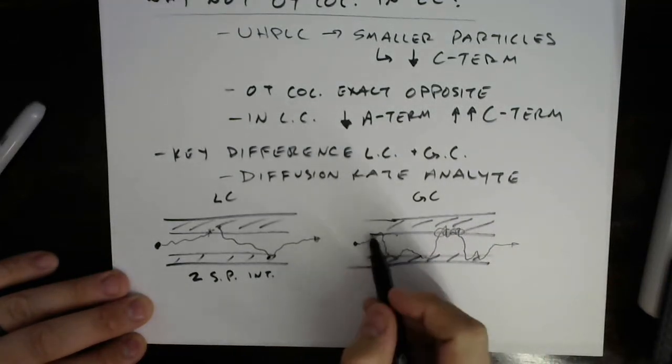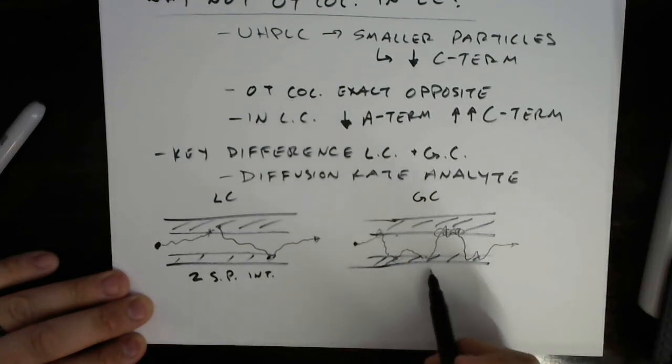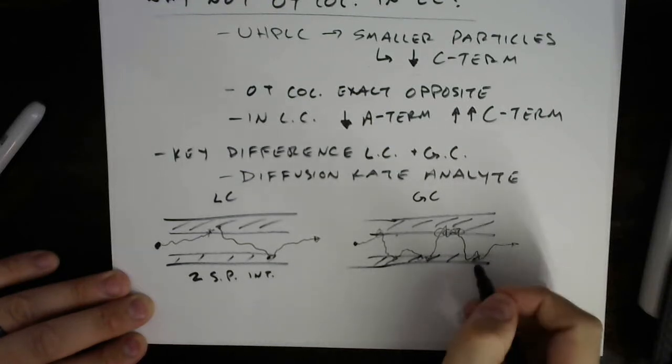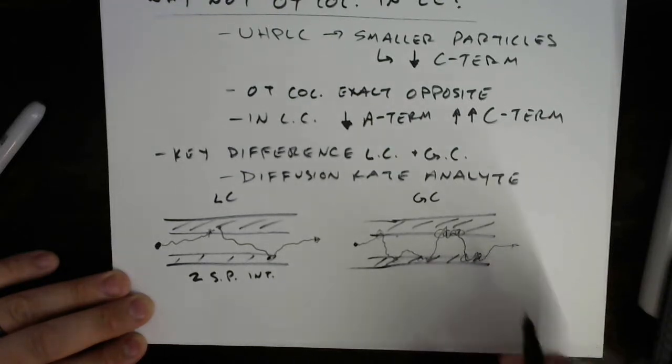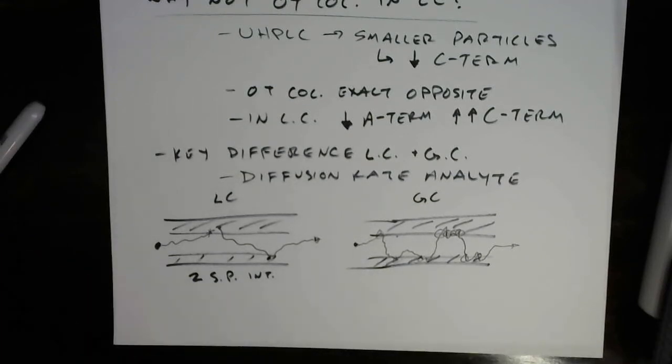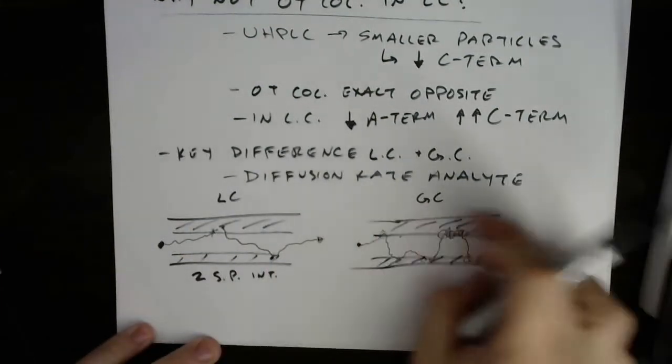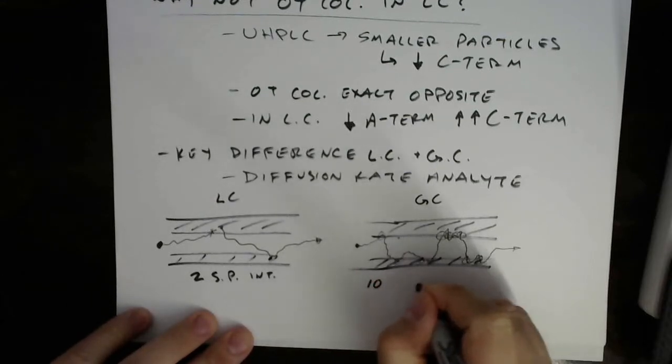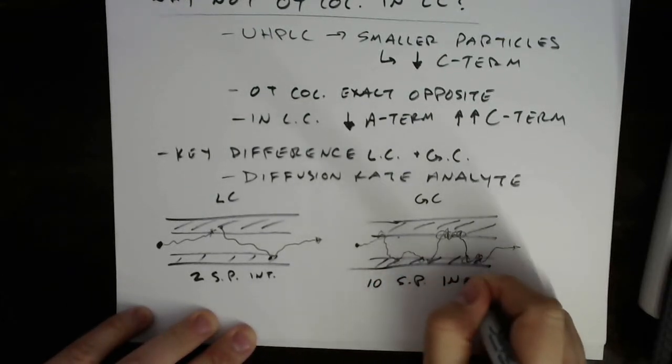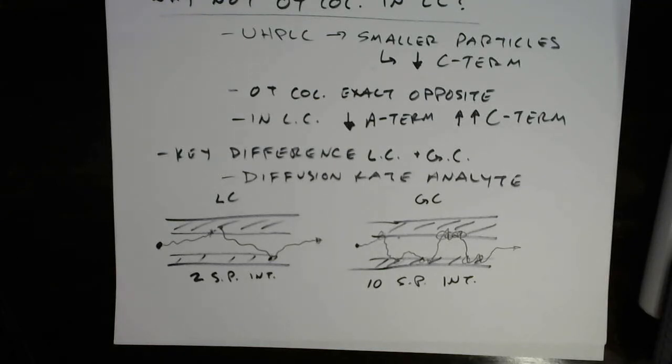Let's count these up. 1, 2, 3, 4, 5, 6, 7, 8, 9, 10. Let's call it 10. I don't know if I counted those right, but that's okay. So in the same unit length, we're seeing something like 10 stationary phase interactions. This is kind of the best way I can think of to visualize resistance to mass transfer, right? This thing has a lower resistance to mass transfer because it diffuses into that stationary phase really effectively. Okay, so how could we fix this?